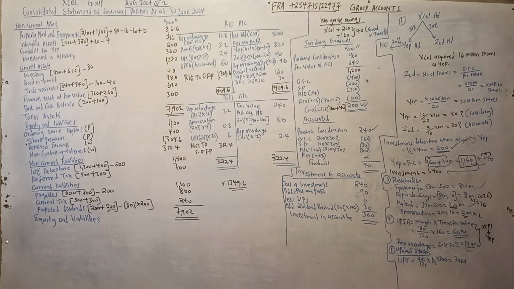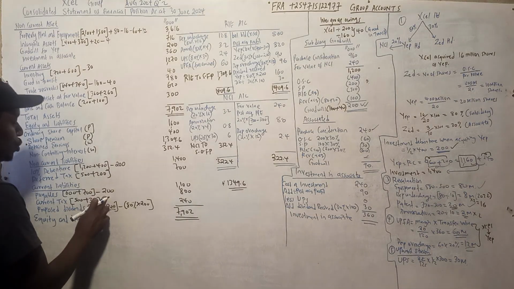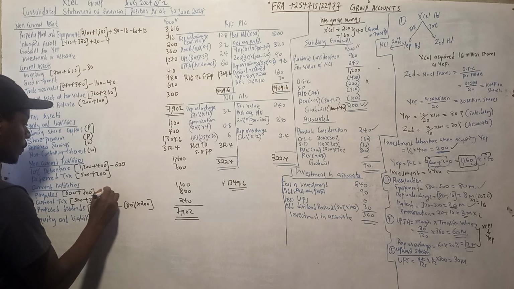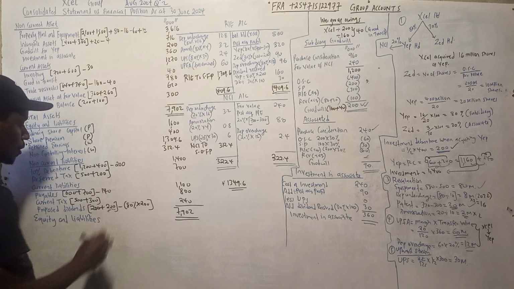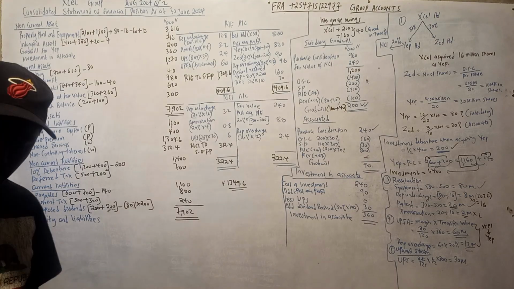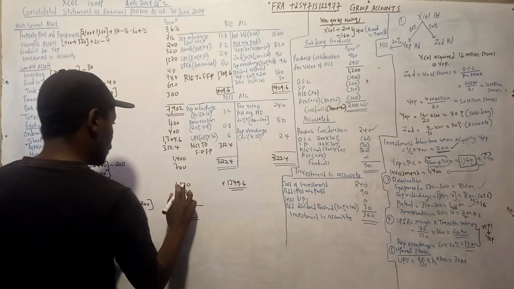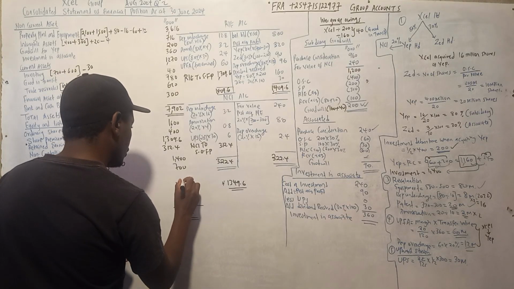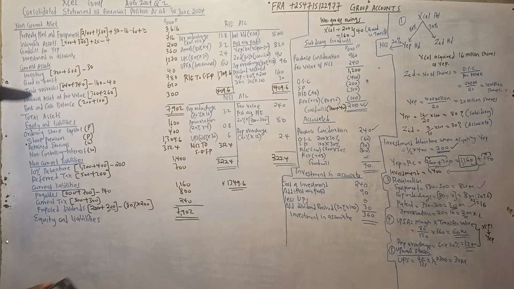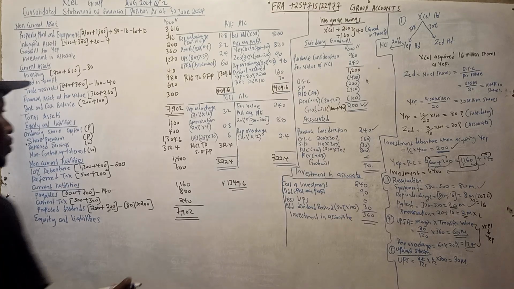Oh, I know where the issue is. They had already paid this amount, so it's supposed to be minus 140. So 600 plus 700 minus 140. That's supposed to be 1160. So I think when you add that, this account is supposed to balance. So that's all about this question.